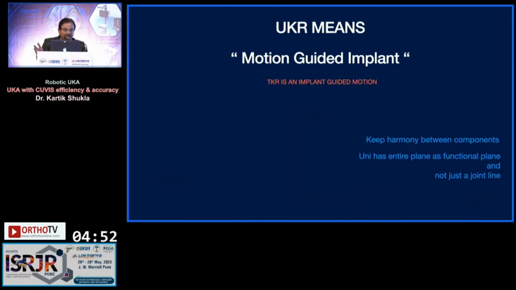Since we have been witnessing this for 3 days, this is an absolute need in fixed bearing design, and uni has the entire plane as a functional plane. In TKR we talk about the joint line. It's never a line, it's a plane we are talking about, and we are evolving to understand this with robotics.